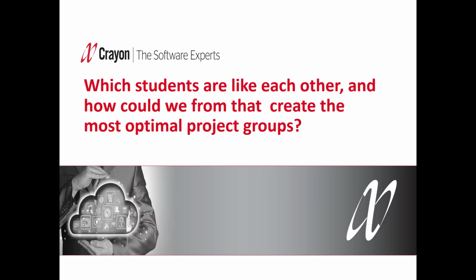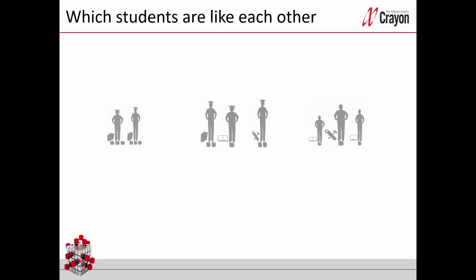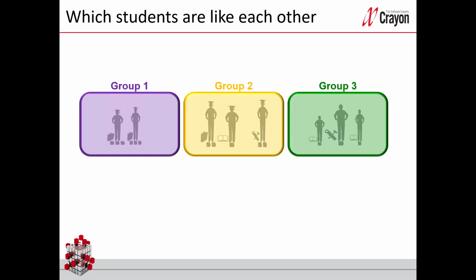So start with the first one. Which students like each other? And how could we from that create the most optimal project groups? So if we start to just study all the students, they have a lot of characteristics, and just put all these characteristics or variables into SPSS. Then you can get help to group these, and in this example we get 3 groups.